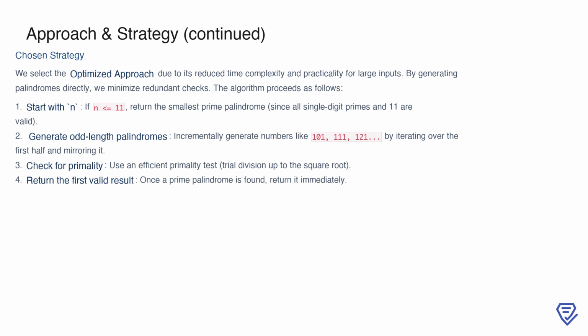For larger values, we generate odd-length palindromes starting from n. This involves iterating over the first half of the number, mirroring it, and constructing palindromes like 101, 111, and 121. Each generated palindrome is then checked for primality using an efficient method, such as trial division up to the square root. As soon as we find a prime palindrome, we return it immediately, ensuring minimal redundant computation.